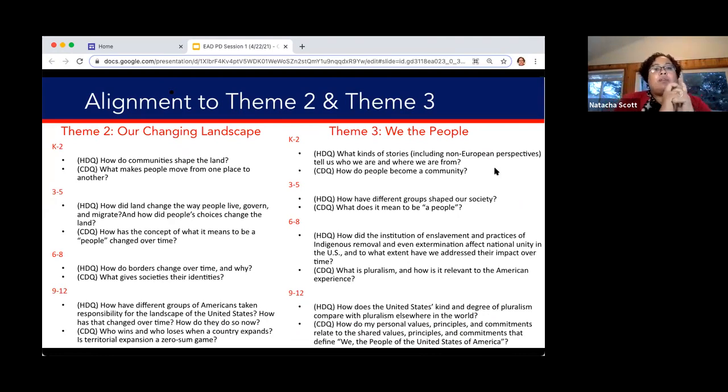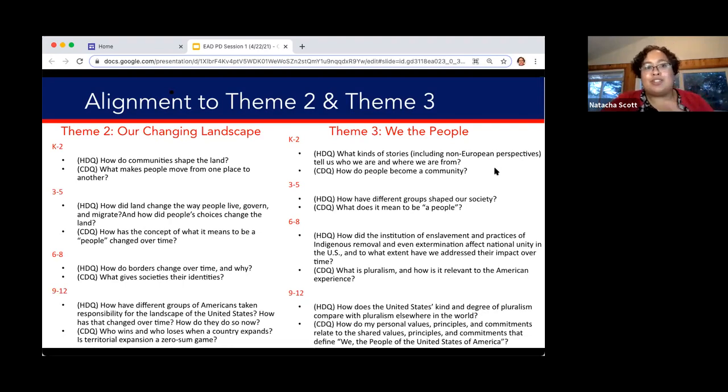Now, when we think about the connections and the alignment that we see to theme 2 and theme 3 through design challenge number 2, through this concept of this shared narrative of our history, we see how do communities shape the land, what makes people move from one place to another, okay? And that's all the way down in kindergarten. And then we see how this gradually becomes more complex. How do borders change over time and why? What gives societies their identities? Okay. How have different groups of Americans taken responsibility for the landscape of the United States? How has that changed over time?